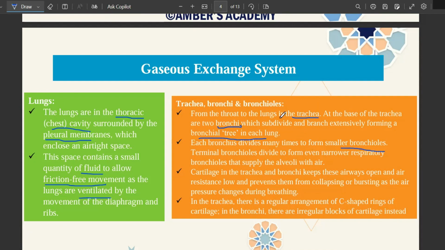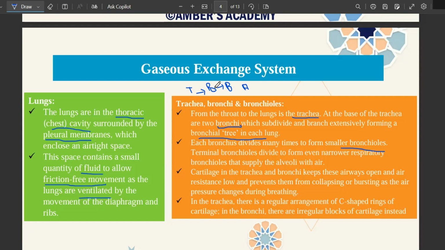So each bronchus divides many times to form smaller bronchioles. This is also a question which comes in paper one, where they ask you to correctly identify the sequence, meaning it should be trachea, then bronchi, then bronchioles, and then your alveoli. Sometimes the options could be alveoli, trachea, bronchi, bronchioles. So you need to understand that TBBA is your correct sequence: trachea, then bronchi, then bronchioles, then alveoli. This is an essential question where they give you this question to identify the correct sequence.